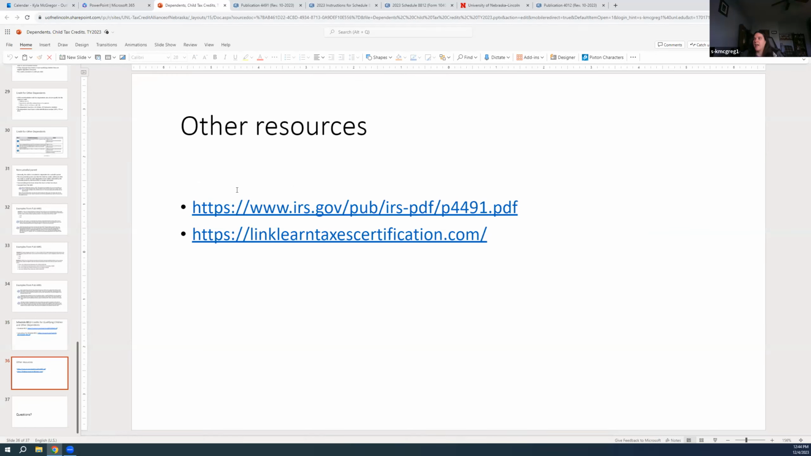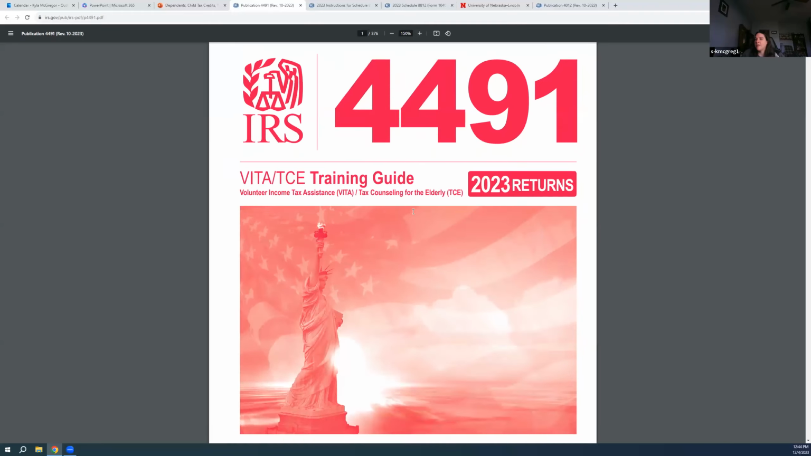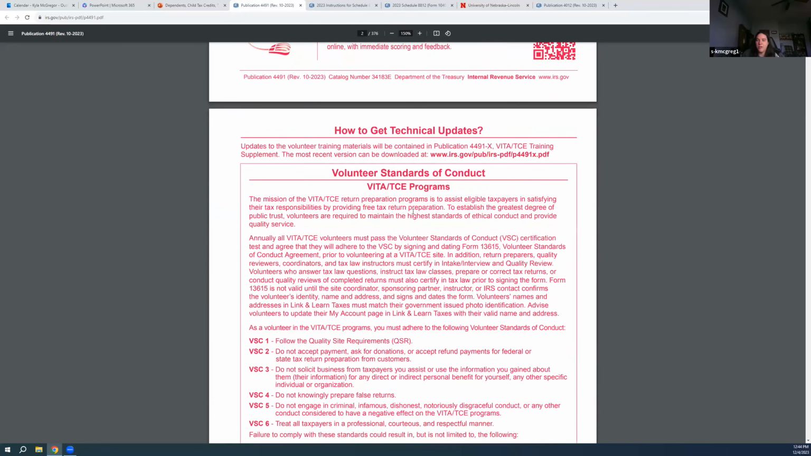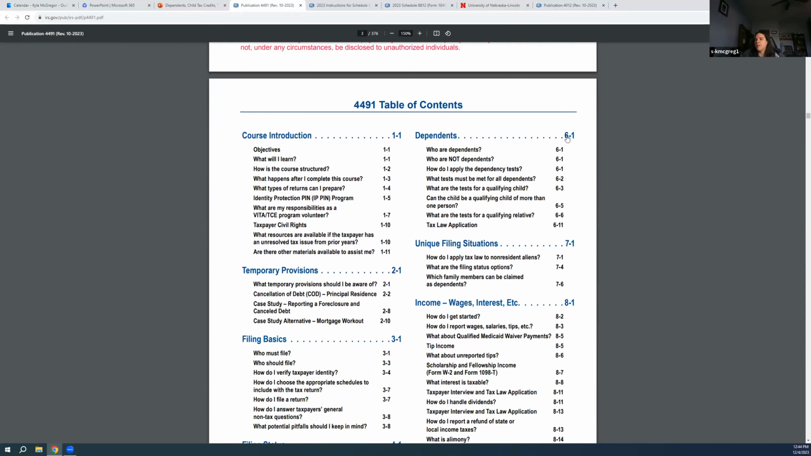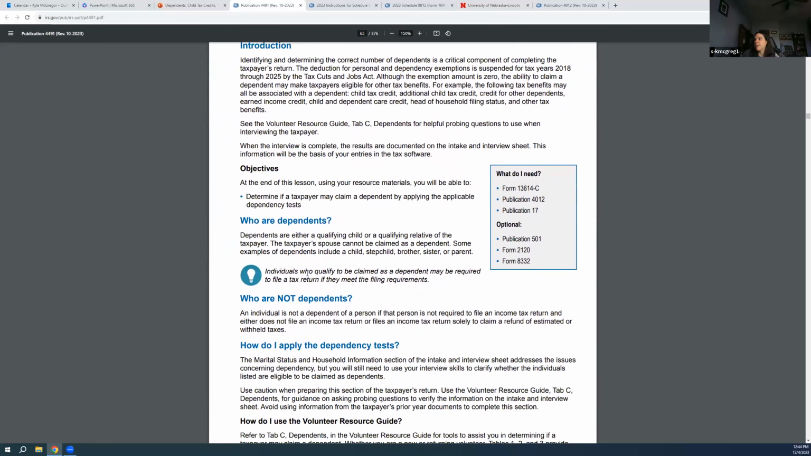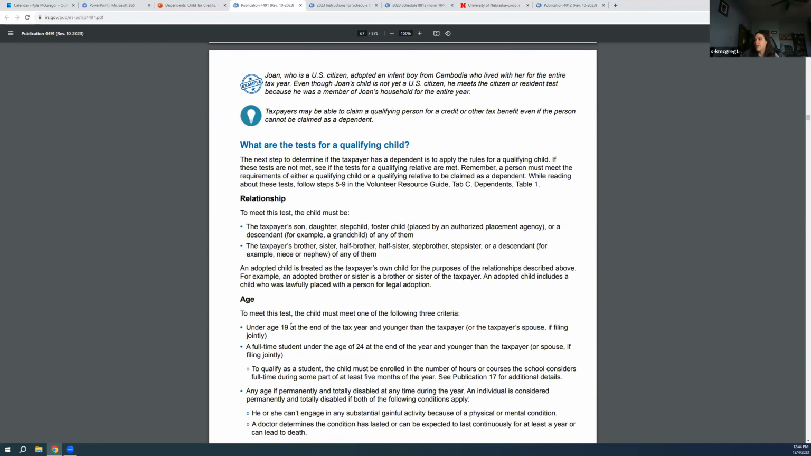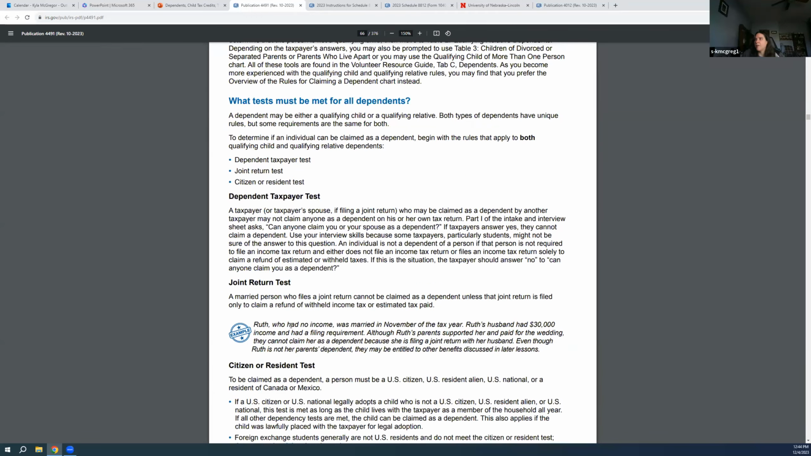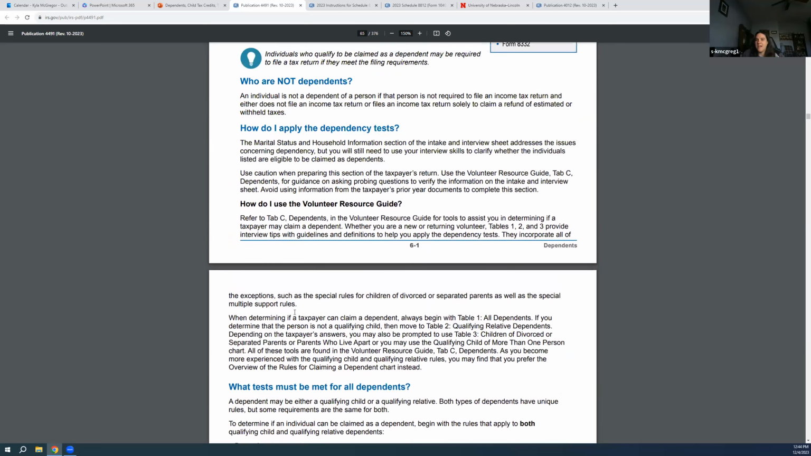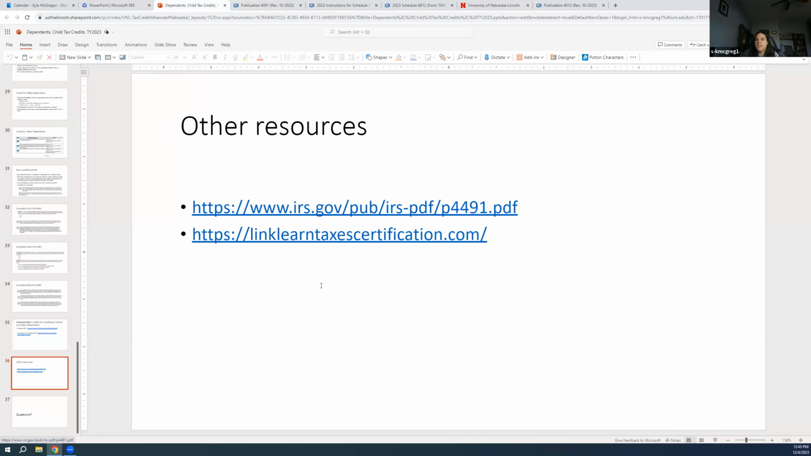And here I have the 4491, which is where I got most of the examples. So if you want to have a good read, this is more of a textbook version of the information. There's a dependence lesson, so it goes through who's dependents, and it talks about each one, and it gives all the examples that I showed, the different relationship tests and things like that. So if you're more of a person that understands more by reading, you might want to go in and do this.